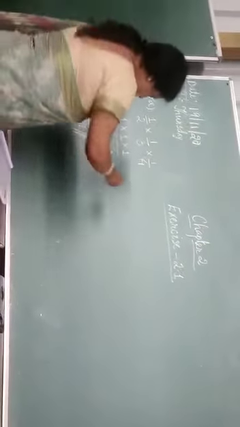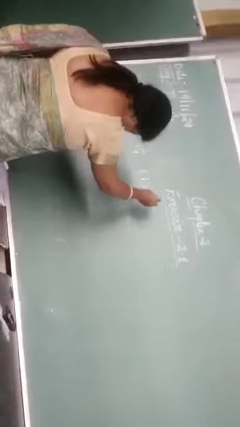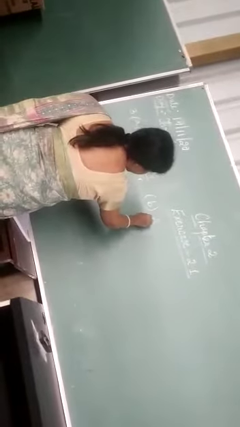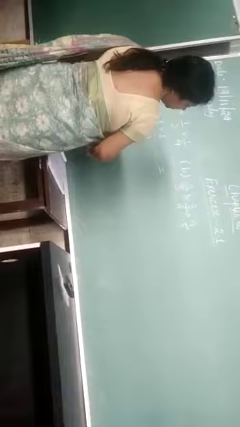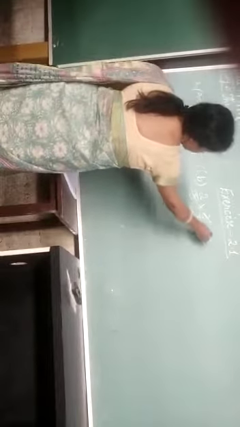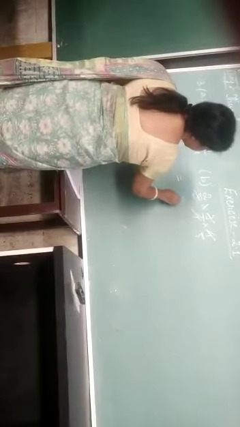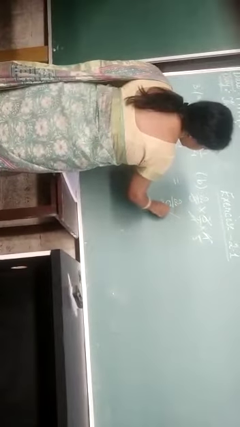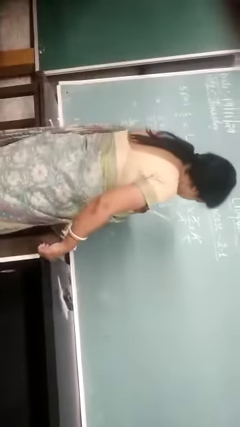Next number B. Number B is 2 by 3 into 3 by 4 into 4 by 5. So now we will see whether we can simplify. Yes, we can simplify. 3 and 3 get cancelled. 4 and 4 get cancelled. What is the remainder? Remainder is 2 and 5. So this is your answer.